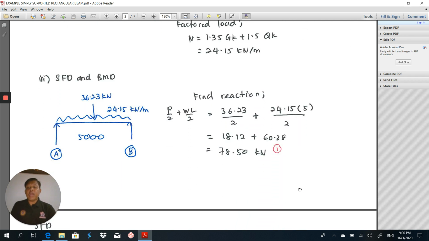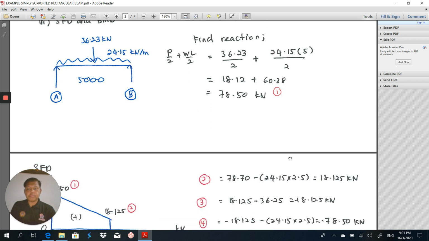Next process, we have to draw the shear force and also bending moment, because we need to know the maximum shear force and the maximum bending moment in order for us to design the main reinforcement and also shear reinforcement. After we get all those actions acting on top of this primary beam, we have to calculate the reaction of the primary beam. Therefore, the reaction from the point load is P over 2 and then the reaction from the uniformly distributed load is WL over 2. We get the answer here, 78.50 kilonewton.